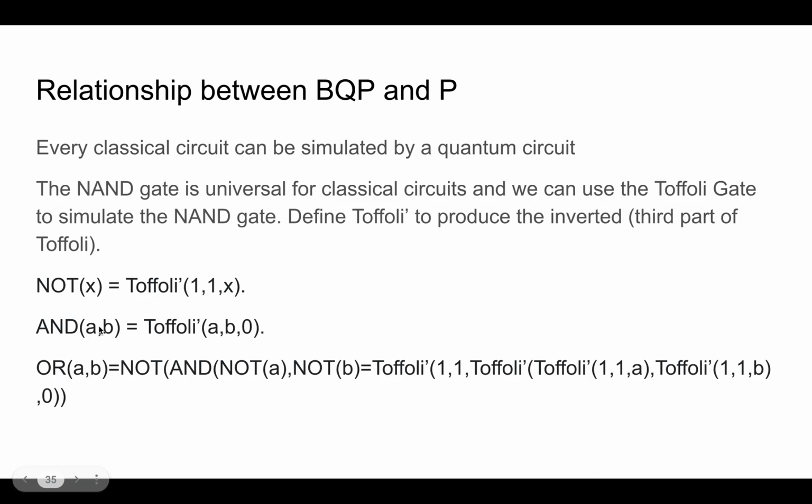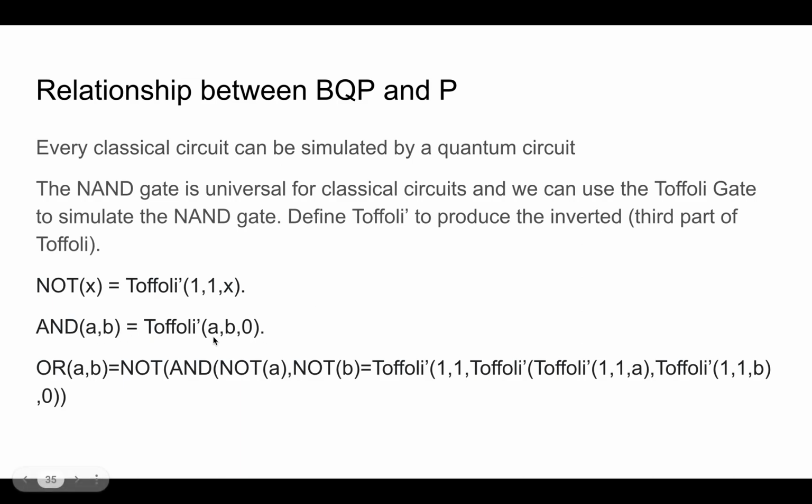And AND of a comma b. You know that AND of two numbers, let's say AND of 1 and 1, should give us 1, AND of 1 and anything that is not 1 should give us 0, and AND of 0 and 0 should give us 0. So if a and b are 1, it will negate the third bit of 0 to 1. And the Toffoli prime will just return 1.